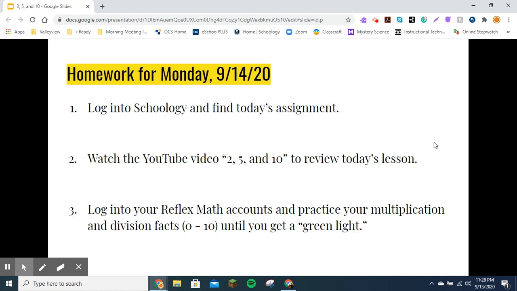Your homework for today, Monday, September 14th, is I'd like you to log into Schoology and find today's assignment in your math course. Now, I've got the assignments week by week, so you can find our week, which is 9/14/20 to 9/18/20, and just go under Monday, and everything you need will be right there. There'll be this YouTube video to watch, 2, 5, and 10. And once you're done watching this video, I'd like you to log into your Reflex Math accounts and practice that until you get a green light for the day.